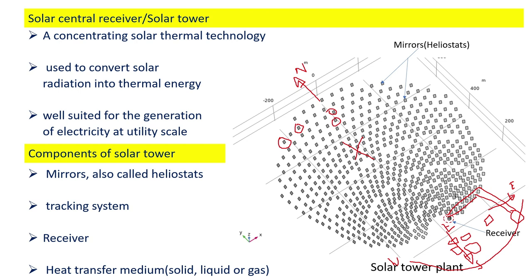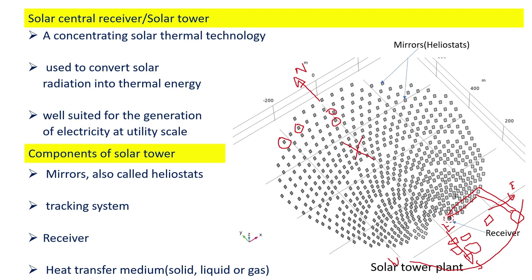It's not only power; it is used in metallurgical processes also, because very high temperature can be generated. You see, there are so many mirrors. If they all focus sunlight at a single point, the flux becomes very high, and high flux means you can generate very high temperature. This is very useful not only for power generation, but for metallurgical needs also, in metallurgical industry and in many process industries where high temperature is required.